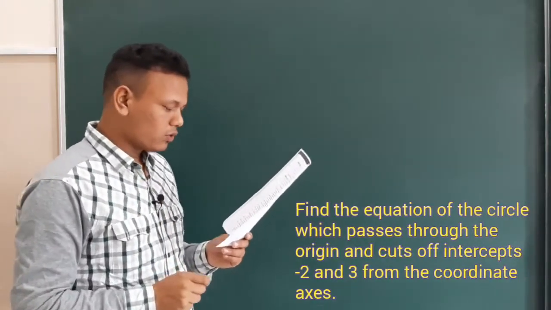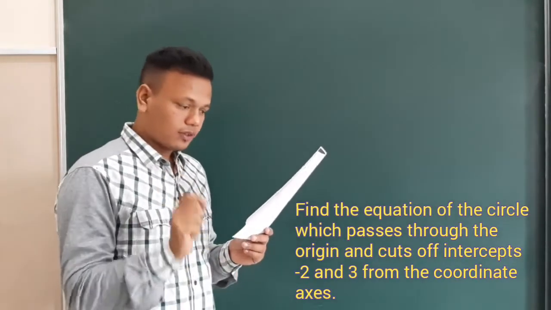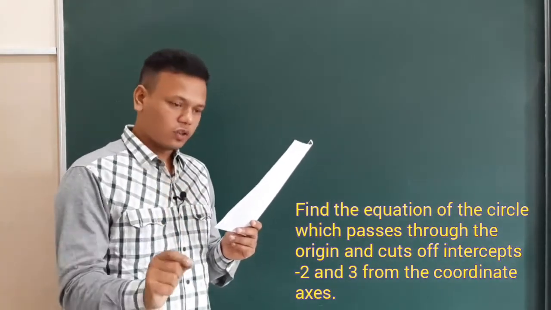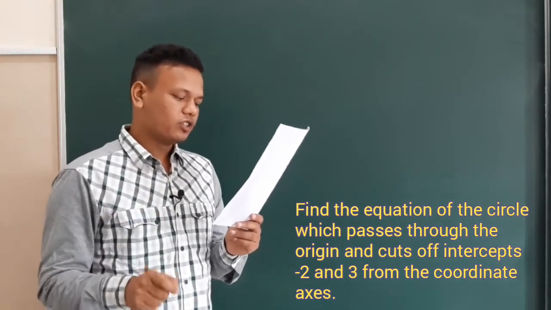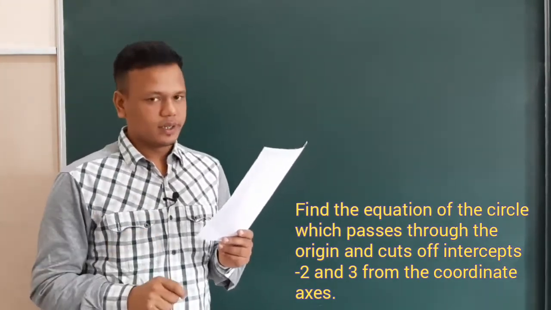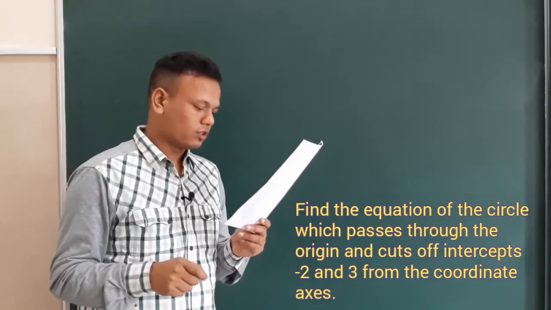Now let me take sub-question number 2 of question number 4. Let me read the question for you. The question says: find the equation of the circle which passes through the origin and cuts off intercepts minus 2 and 3 from the coordinate axes. Let's try to understand the meaning of this.